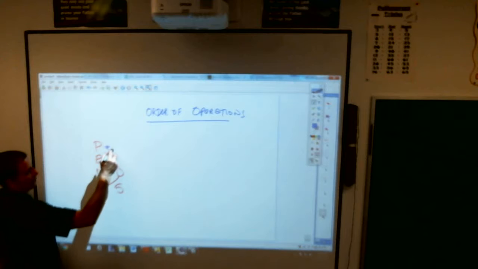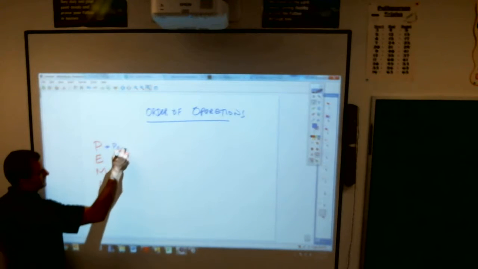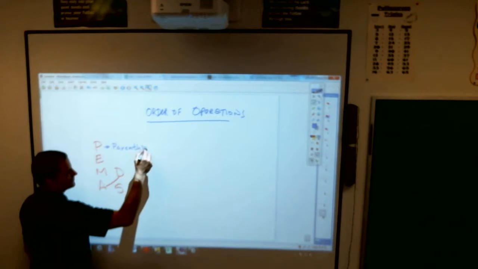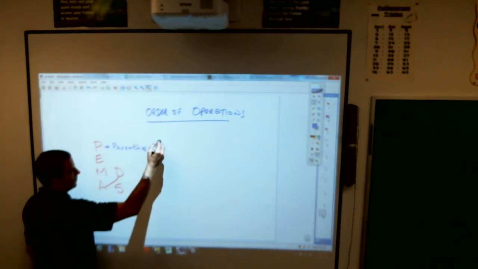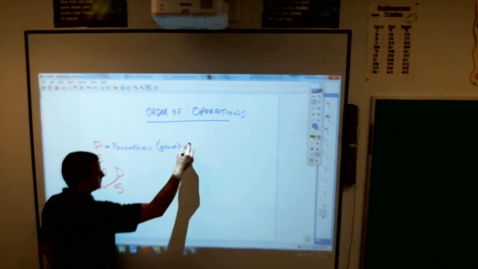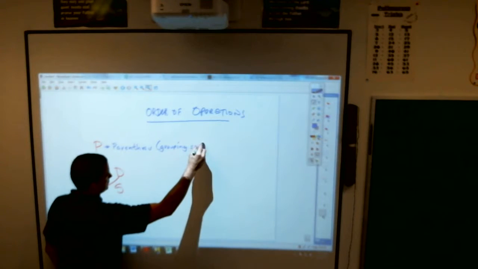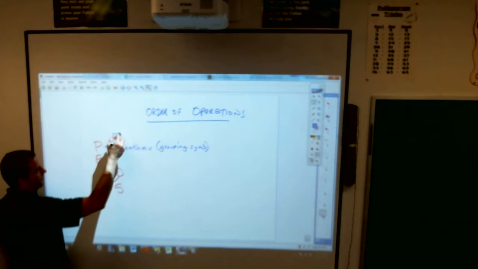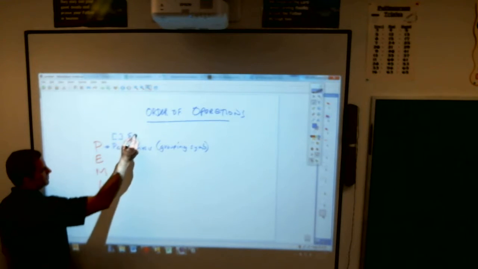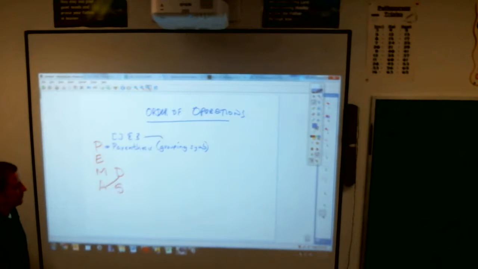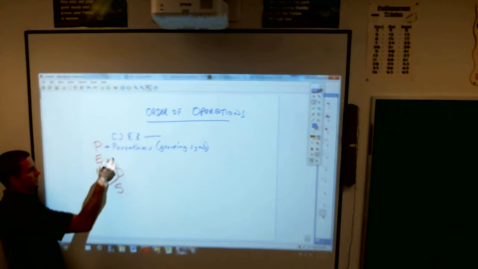The P stands for parentheses, but you gotta be careful with that because it's not just parentheses. It is also grouping symbols. And there are more grouping symbols than just parentheses. There's brackets, there's braces, actually there's a fraction line. Those are all grouping symbols. But parentheses comes first. Then the E stands for?